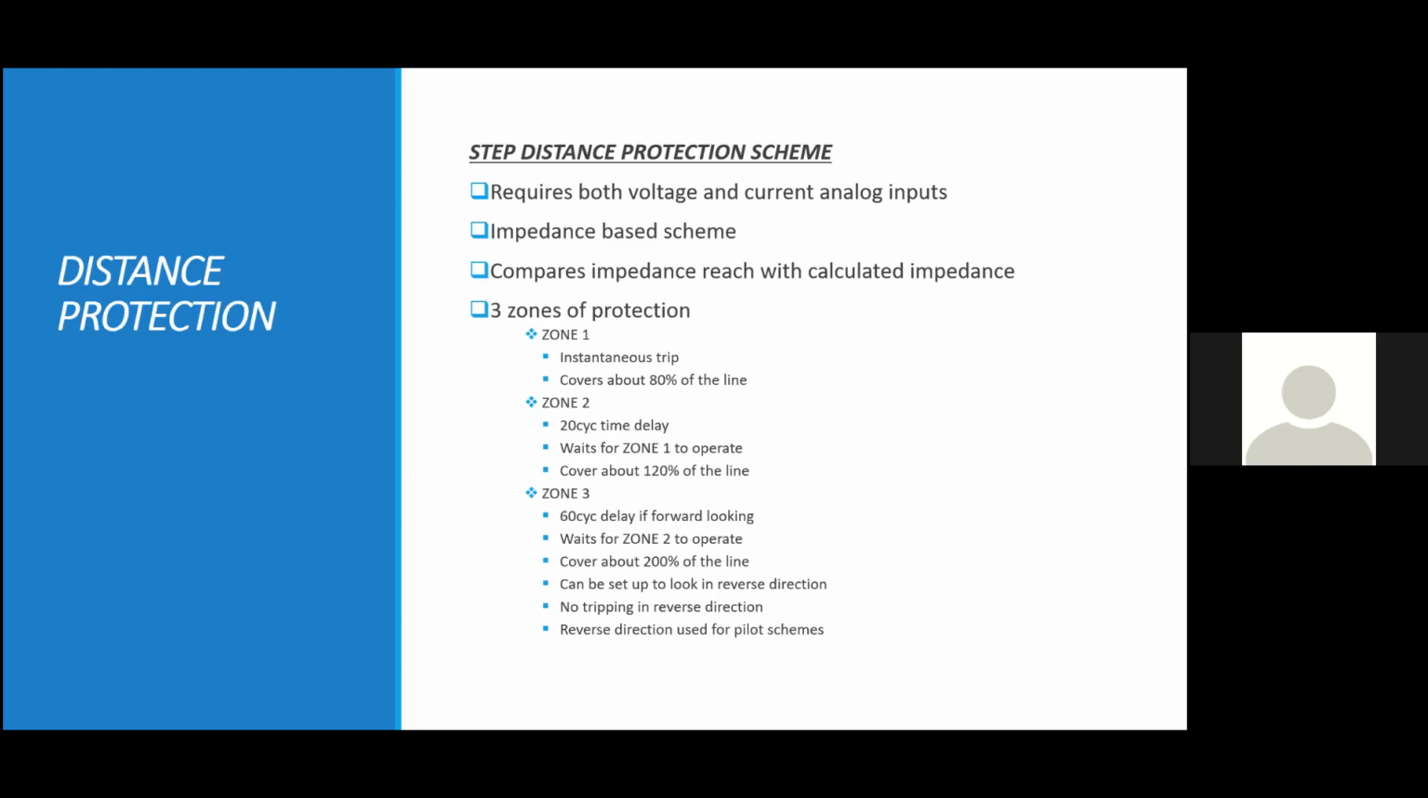The next comes zone 2. Zone 2 covers a longer distance. It's about 120% of the line, but it's delayed. It's usually delayed about a couple of cycles. 20 cycles is a typical value which I've seen. So zone 2 doesn't operate as soon as it sees a fault, but it waits for zone 1 to operate, so that it doesn't operate the remote end breaker if the local relay can clear that fault. So it avoids nuisance tripping.